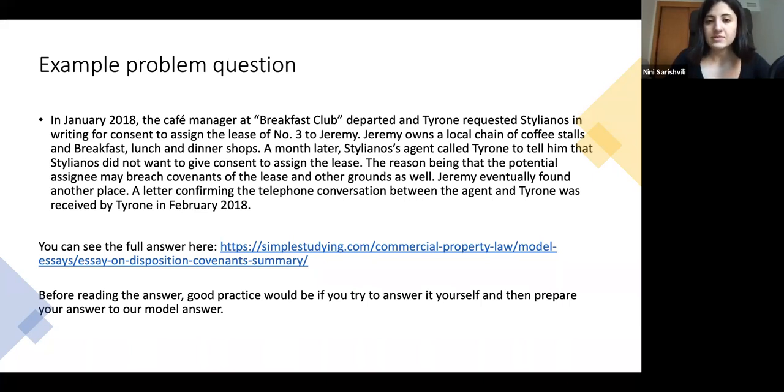Jeremy owns a local chain of coffee stalls and breakfast, lunch and dinner shops. A month later, Siciliano's agent called Tehran to tell him that he did not want to give consent to assign the lease, the reason being that the potential assignee may breach covenants of the lease and other grounds as well. Now we have to assess whether or not the refusal was reasonable.